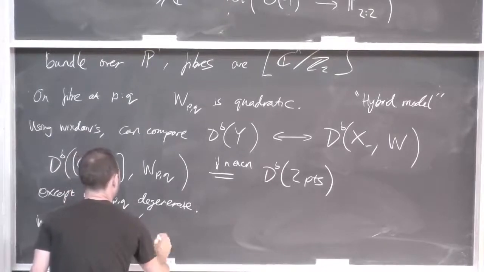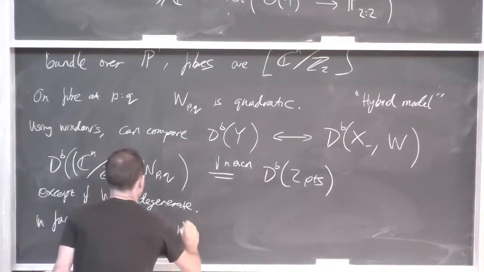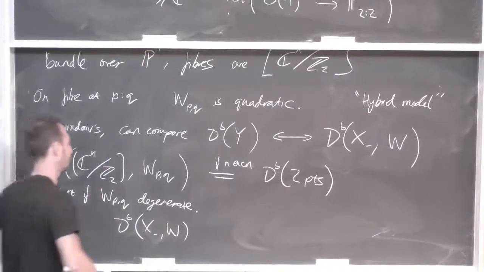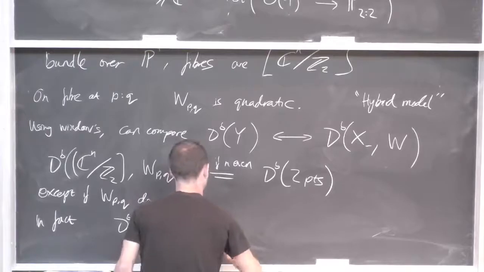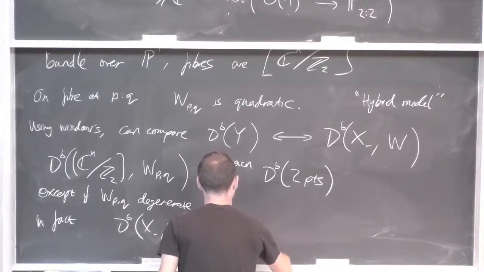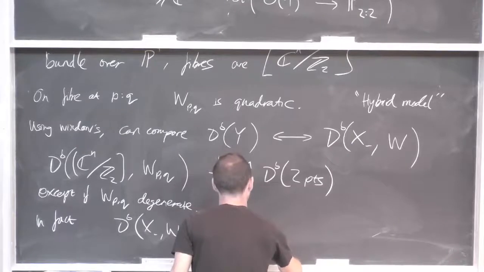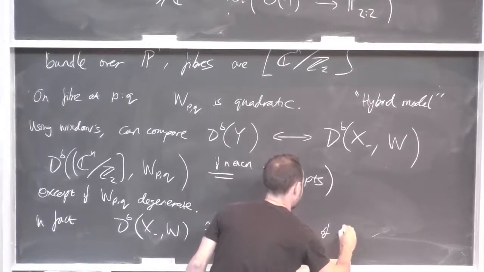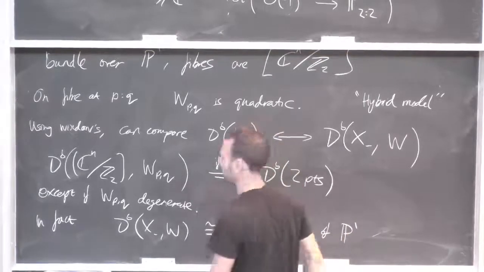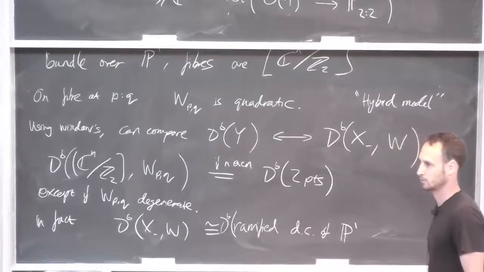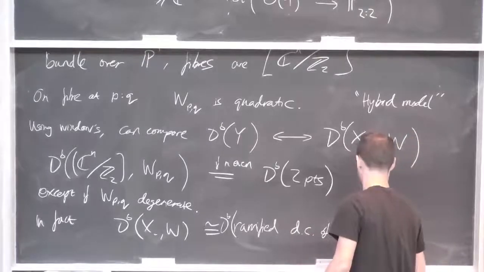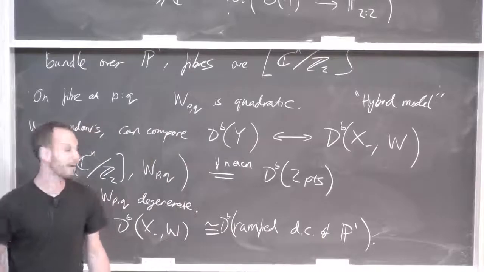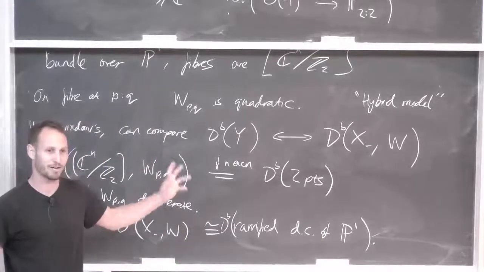The derived category of this hybrid model, which is related to the derived category of the intersection of quadrics, is equivalent to the derived category of a ramified double cover of P1. And there's no Brauer class, right? I haven't got enough quadrics to get a Brauer class. Fine. Oh, yeah, yeah. It's a hyperelliptic curve.